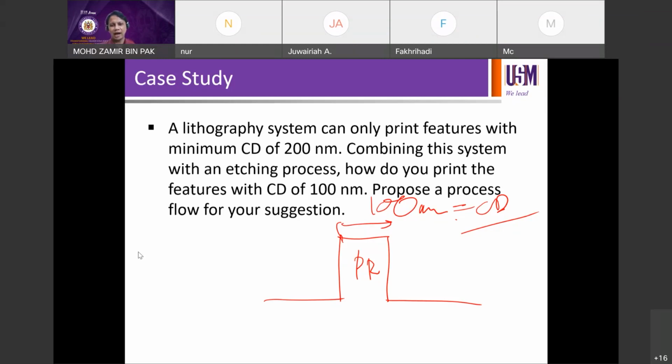So we're going to discuss the how tomorrow. So I want you to come up with your suggestions, proposals, and then maybe kita boleh draw dekat whiteboard ke esok, and you might want to share your whiteboard as well, or some sketch, and we see how it goes. How do you produce 100 nanometer using combination of 200 nanometer litho plus etch process? Okay, clear soalan tu?